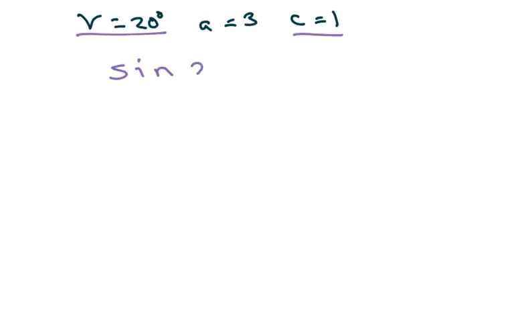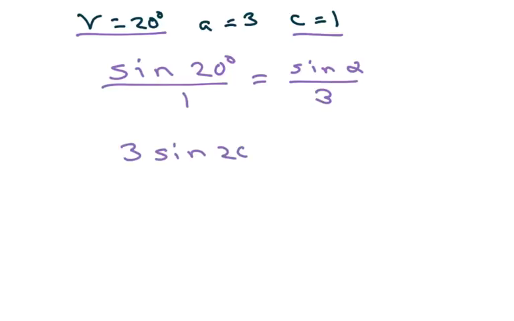And the last one we have is gamma equals 20, A equals 3, and C equals 1. So I'm going to go ahead and set this up. We haven't been having luck. I'm just going to go ahead and write it. Sine of 20 over 1 equals sine of alpha over 3. We get 3 sine of 20 equals sine of alpha.